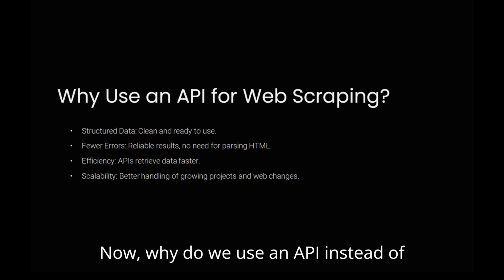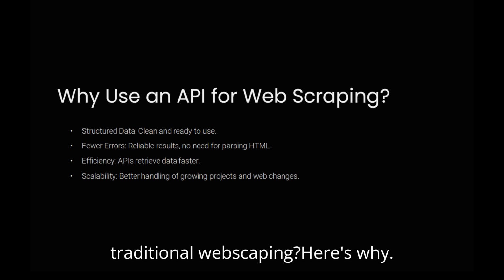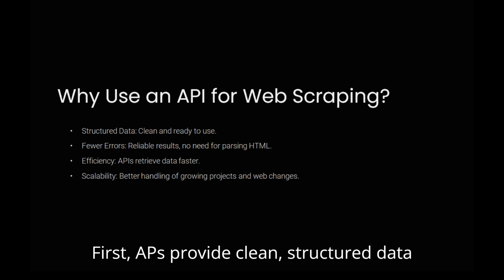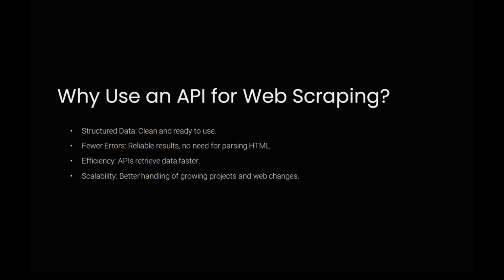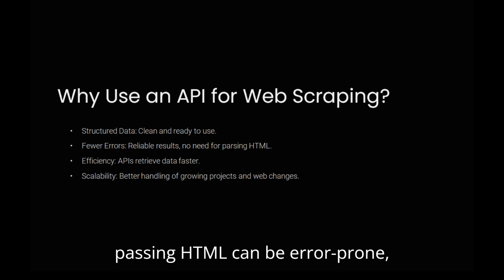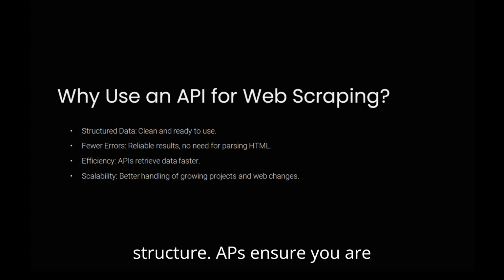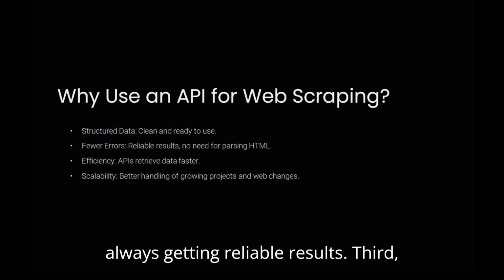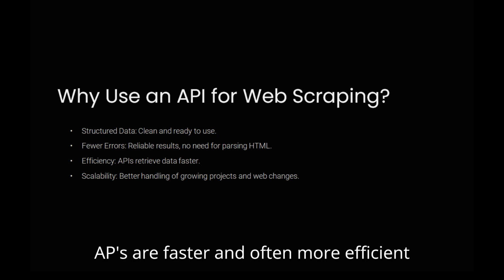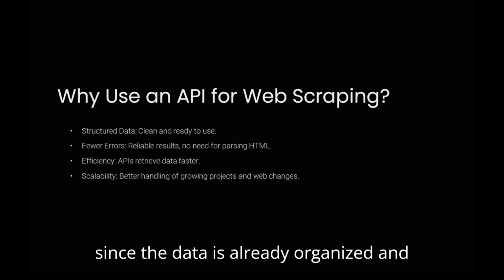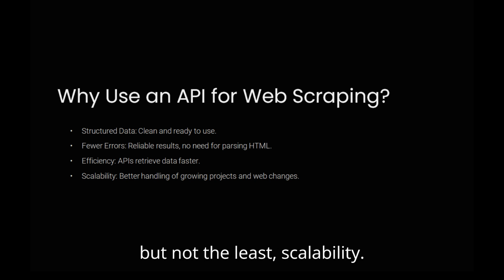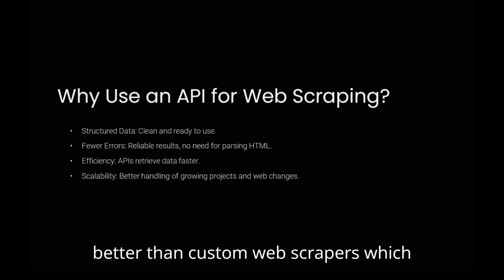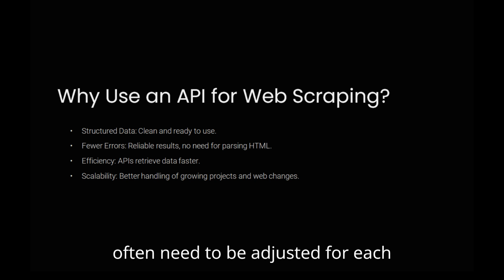Now, why do you use an API instead of traditional web scraping? Here's why. First, APIs provide clean, structured data that's ready to use without the need to deal with HTML elements. Second, parsing HTML can be error prone, especially when websites update their structure. APIs ensure you are always getting reliable results. Third, APIs are faster and often more efficient since the data is already organized and optimized for retrieval. And last but not the least, scalability. As your project grows, APIs scale better than custom web scrapers, which often need to be adjusted for each website change.